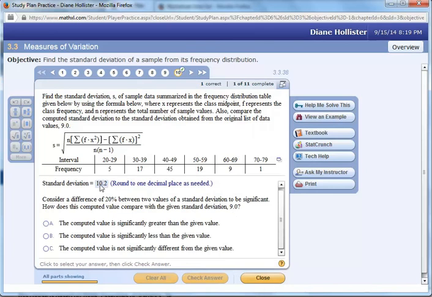So if you subtract those, you get 10.2 minus 9 is 1.2, and you divide by the original amount, which is 9. So that only gives us about 11%. So we're looking at the computed value to be not statistically significant from the given value.